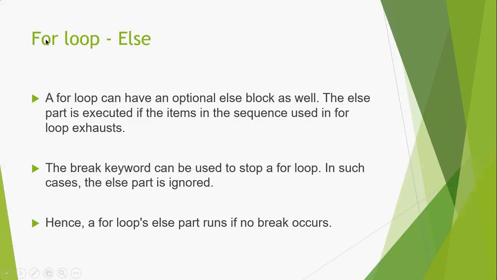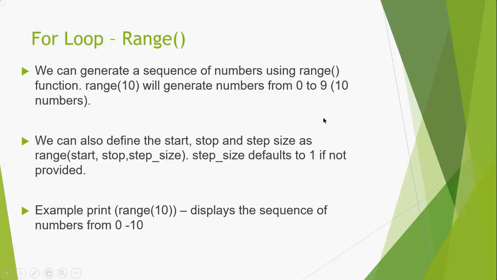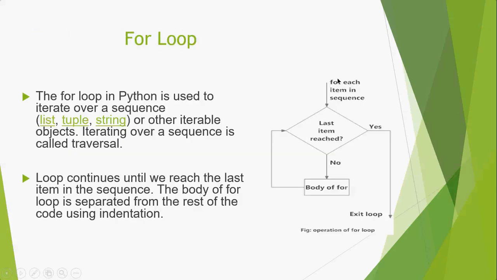So interestingly, there is another concept called for loop else. Literally, we can give an else statement in a for loop. It's an optional else block. As we have seen in the flow chart of for loop, for each statement, we check if the last item has been reached. If it is yes, it exits the loop. If it is no, it continues the body of for. So when you say for loop else, it means that it checks for the last item. If it is yes, we can keep an else block here and we can write the body of the else block.